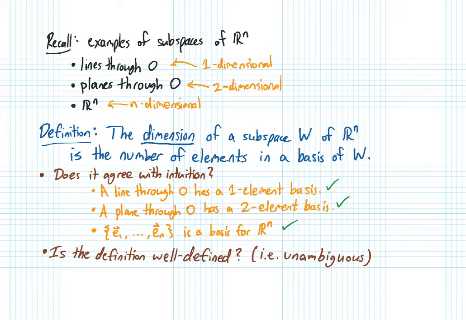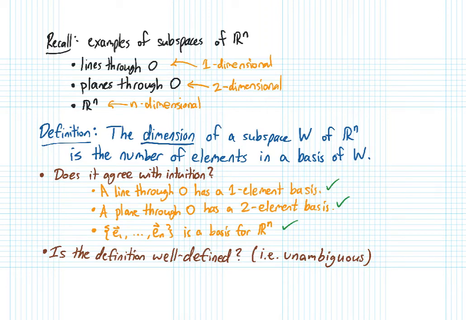So a second thing that you would want to ask is more of a theoretical issue. Is the definition well defined? And what I mean by that is, is it unambiguous? So what could go wrong is that in this case, in order to say what the dimension of a subspace is, you need to have a basis, and then you count the number of elements of that basis. But we know that there are different bases for any given subspace. So basis is not unique.